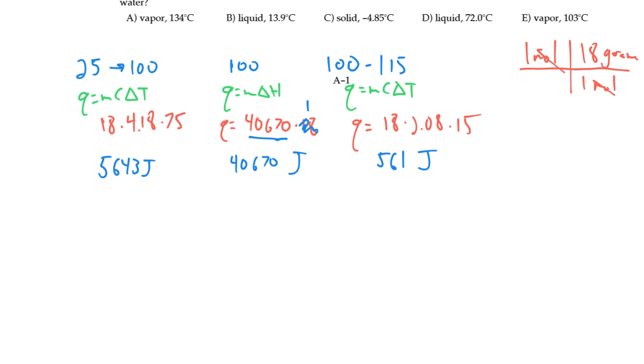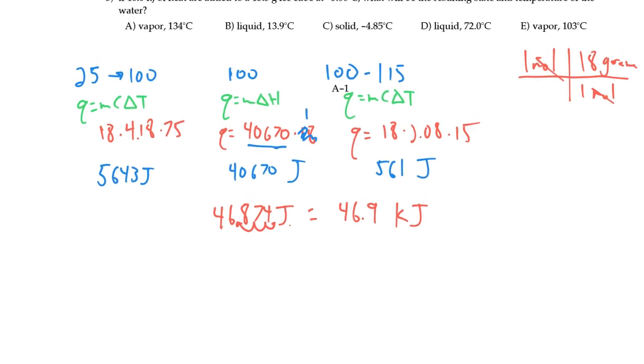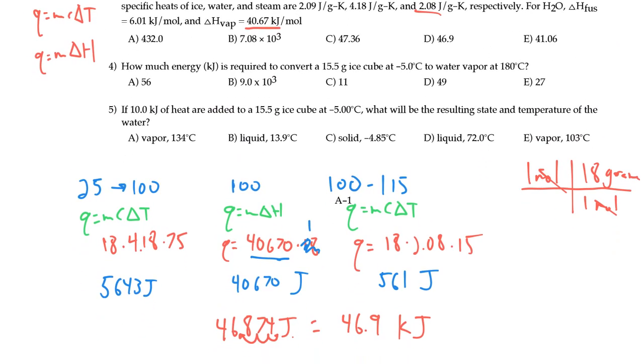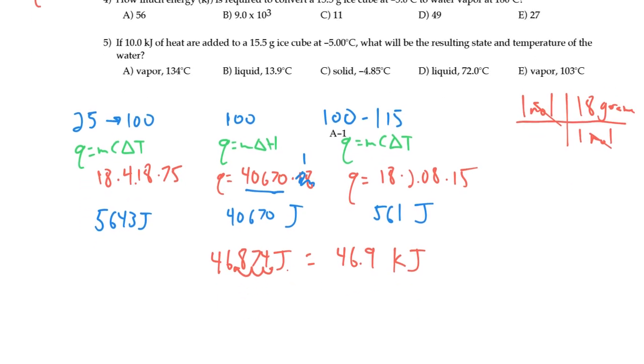Oh, I accidentally hit times. So we want a plus, for 46,874 joules, which is equal to 46.9, rounding up, kilojoules. To go from joules to kilojoules, we just move the decimal place 1, 2, 3 times because there's 1,000 joules in a kilojoule. That's how the metric system works. And that matches option D there.